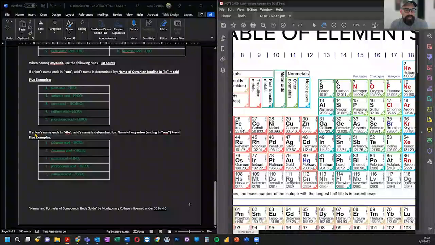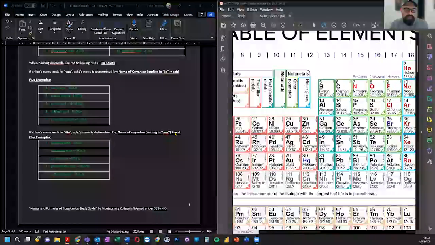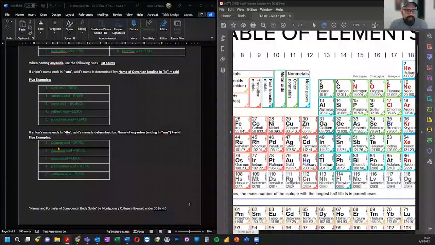And finally, we're talking about oxyanions ending in -ous. 5 examples here. Most of these came from the video: chlorous acid, HClO2, chromous acid, HCrO2, nitrous acid, HNO2, phosphorous acid, H3PO3, and sulfurous acid, H2SO3.